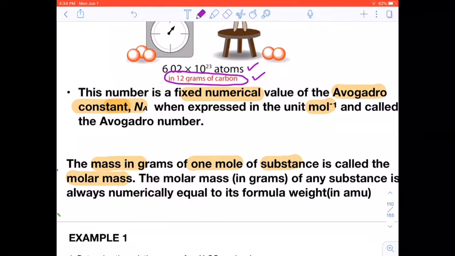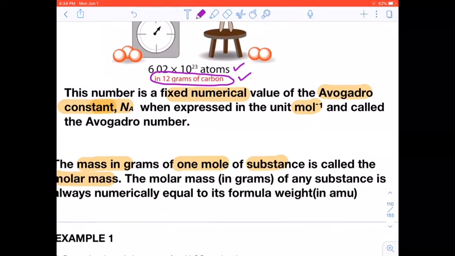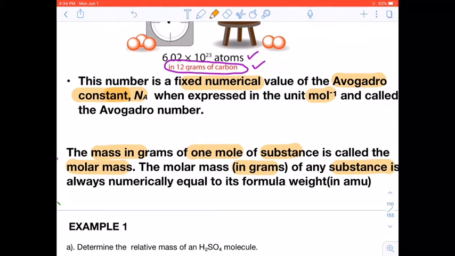And the molar mass in grams of any substance is always numerically equal to the formula weight in AMU. I'll refer you to this and see what we mean by that. You take the formula weight of the substance in AMU, you can then express it in grams, then you've got the mass of 1 mole of that substance.